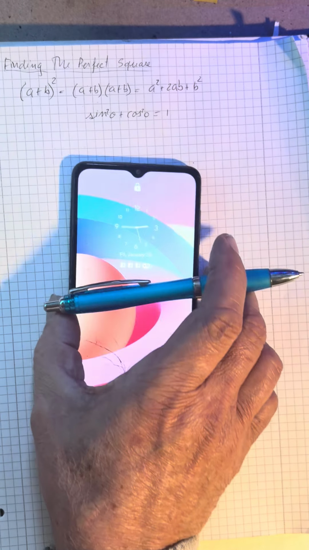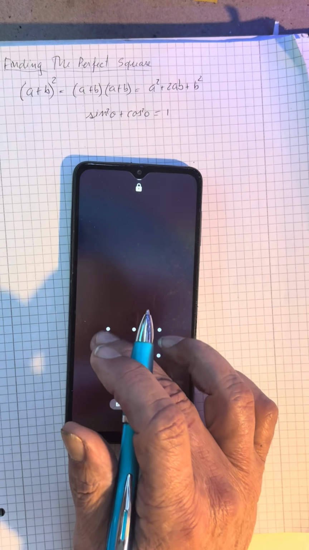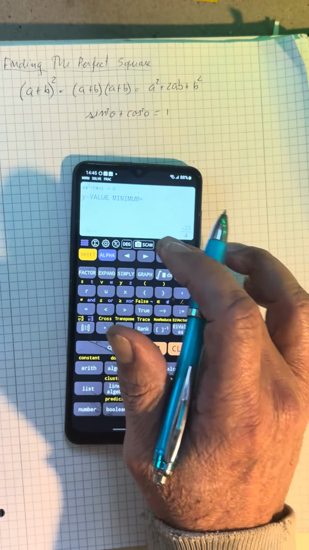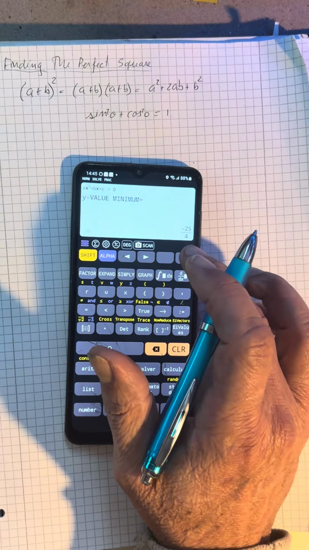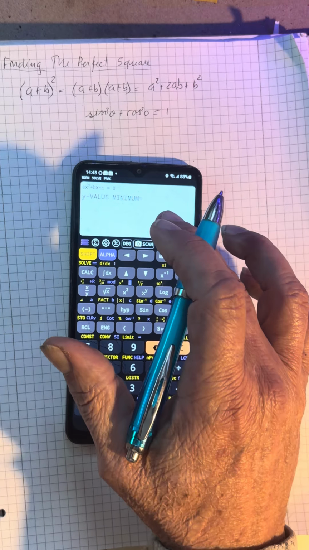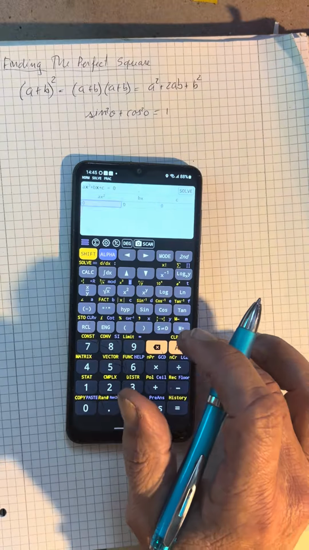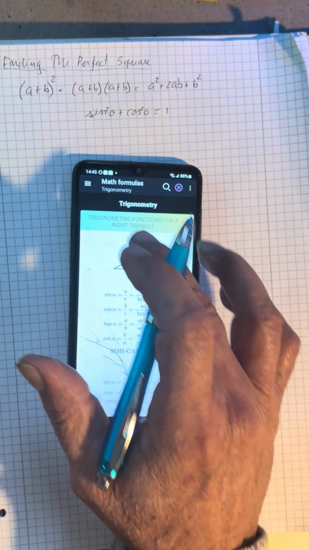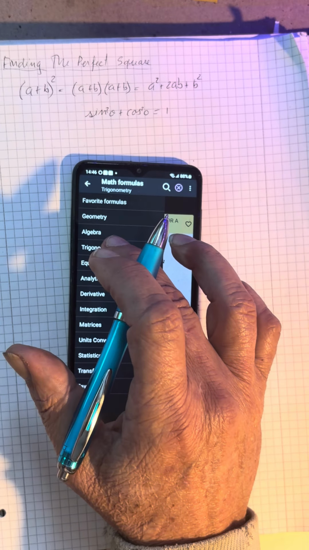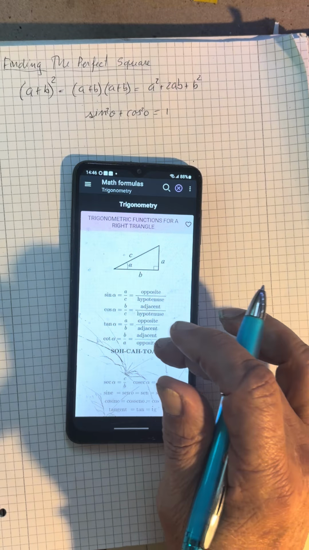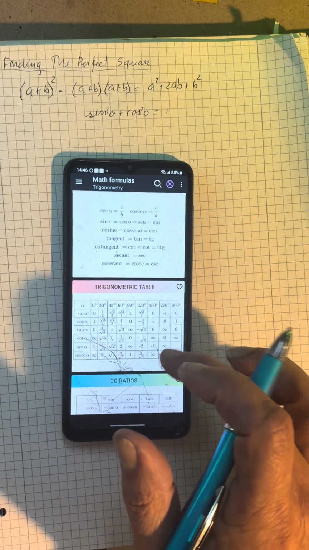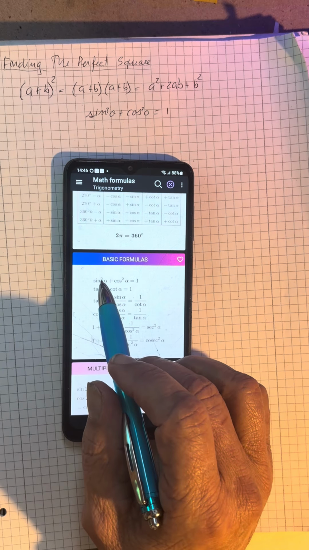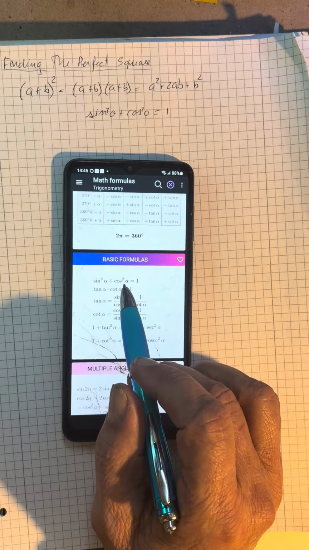If we use our handy dandy calculator, since this is a super calculator, it has everything. So we go back to the math mode, and when we go to trigonometry, yes, this is trigonometry, sorry. When we look for our identity, here it is: the sine squared of an angle plus the cosine squared of an angle is equal to 1.